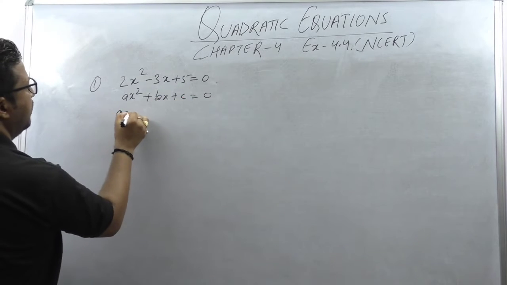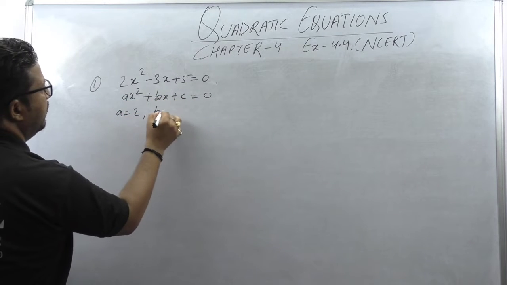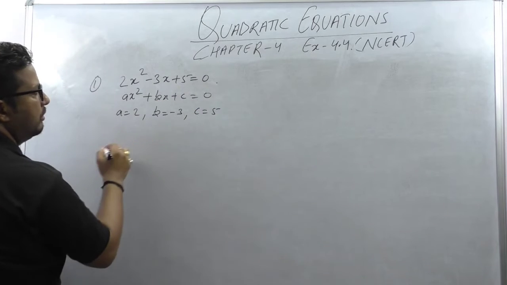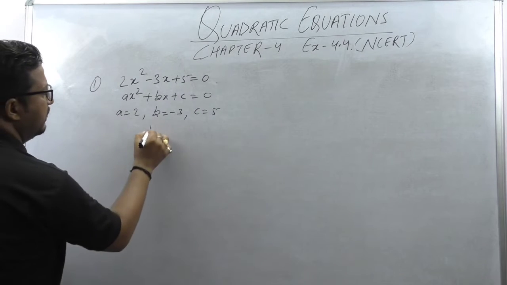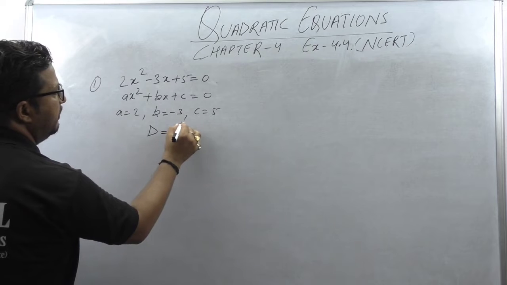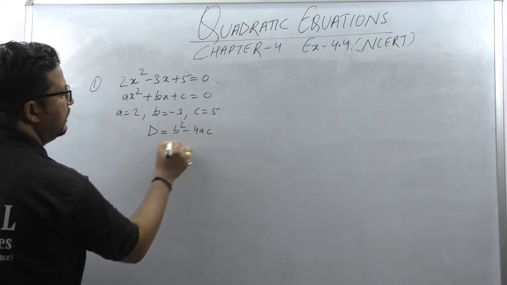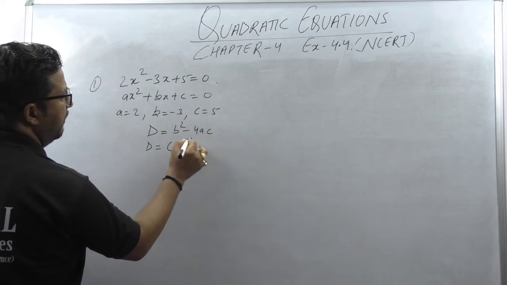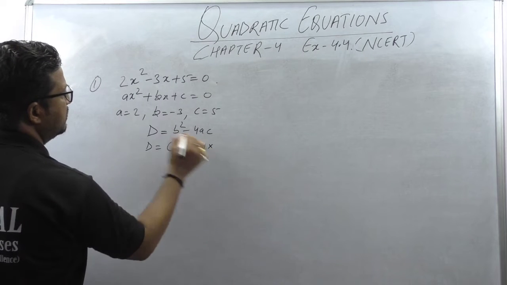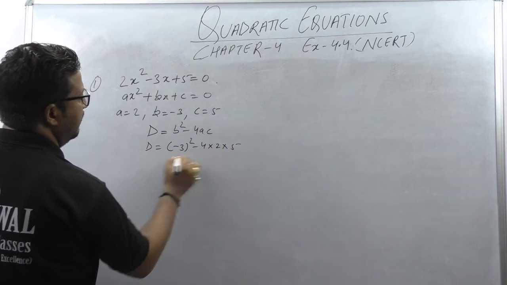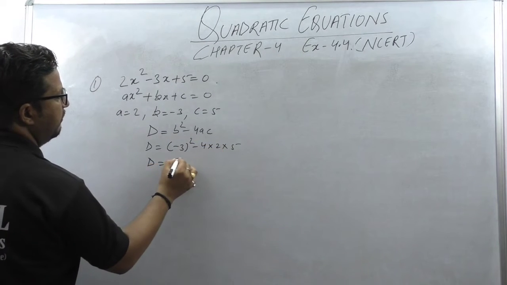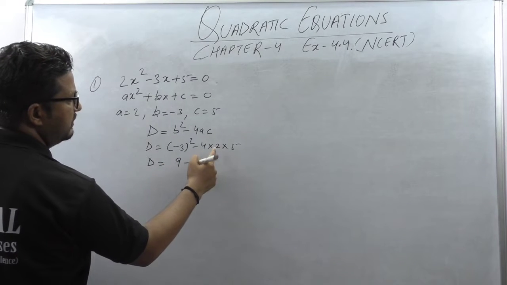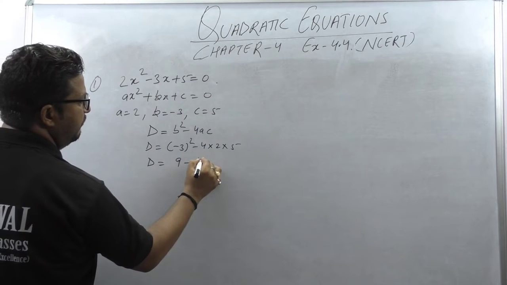Here, what is the value of a? 2. The value of b? -3. And the value of c? 5. To find out whether the roots are real or not, we have to find the discriminant. The formula for D is b² - 4ac. So our D value is: b is -3, squared, minus 4ac, where a is 2 and c is 5. If we solve it, it will be 9, and 4 into 5 is 20, and 20 times 2 is 40.